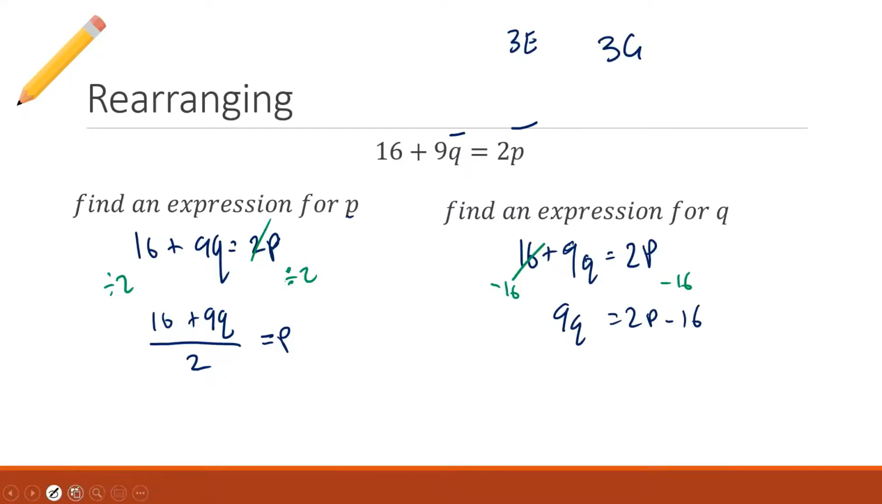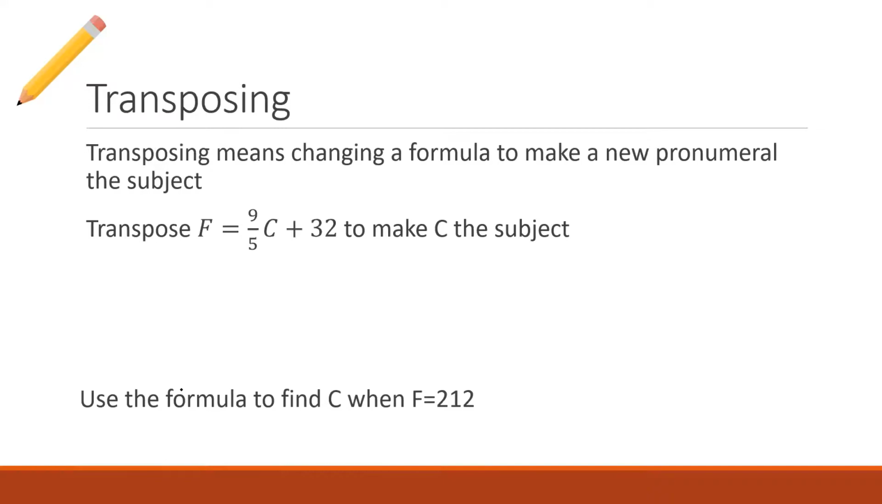Then I've got to get rid of this 9. I'm just going to divide both sides by 9. That gives me Q equals 2P minus 16 divided by 9. Now we actually have two ways to write this equation down, one in terms of P and one in terms of Q. So this gives us another idea of rearranging. This leads us to the last idea, I think, transposing. And transposing in many ways is pretty much the same thing as rearranging, but it's a little bit different, and I'll tell you why.